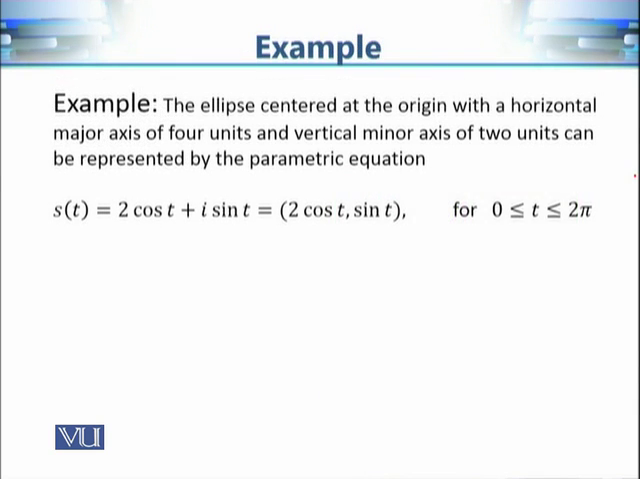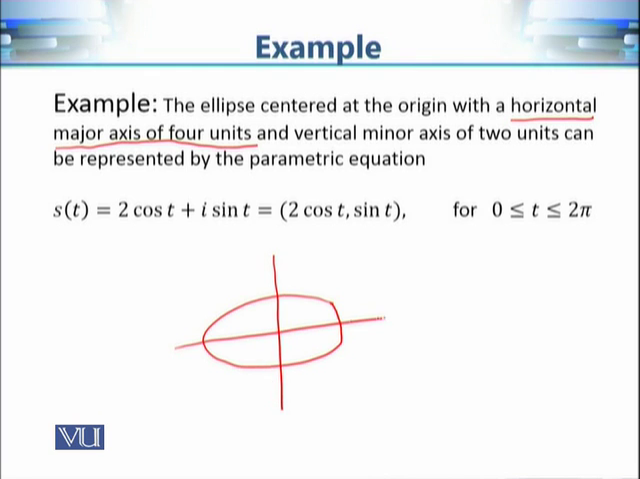Now let's begin with our first example, where we are given an ellipse in the plane. An ellipse is a shape of this form. In particular, we are given an ellipse with a horizontal major axis of 4 units. If I take the center of this ellipse to be the origin, then this length is 4 units. So if this is 2, then this is minus 2. And a vertical minor axis of 2 units. In other words, this length is 2 units. So if this is iota, then this is minus iota.